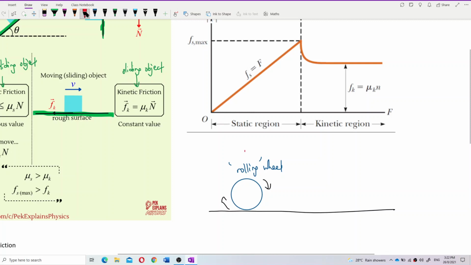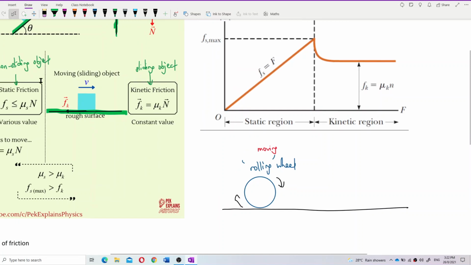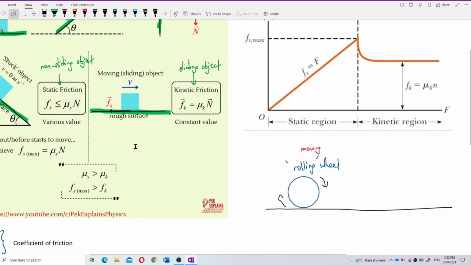This rolling wheel is moving. Why don't we say it experiences kinetic friction? Because kinetic friction is for the moving object. Yeah, this rolling wheel is exactly moving. But why does it experience static friction?